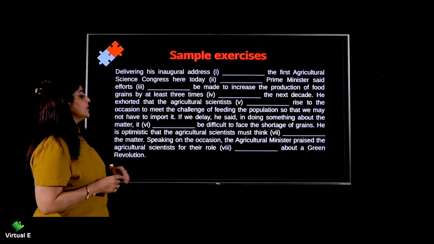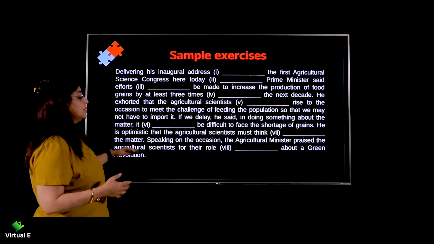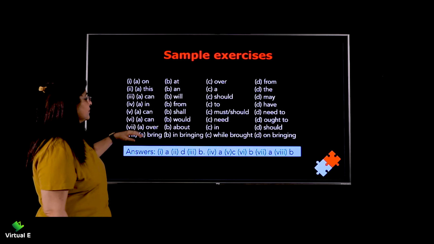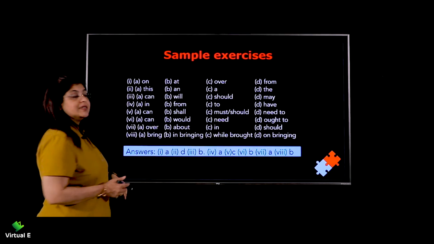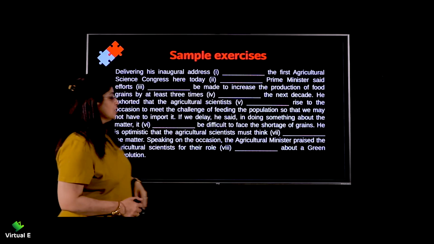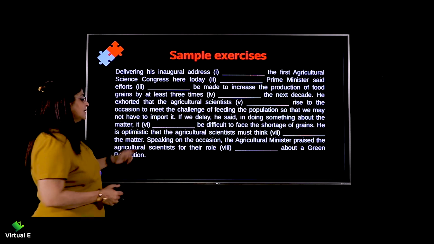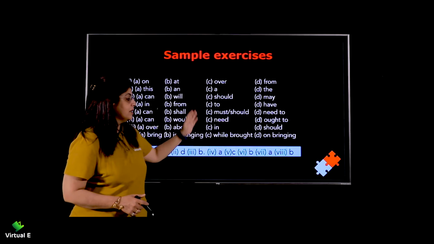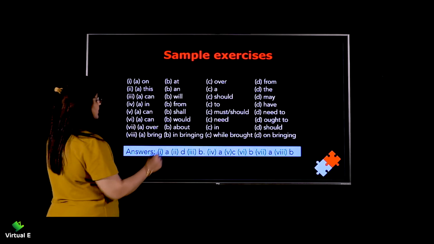He is optimistic that the agricultural scientists must think dash the matter. Must think. Now, I think it's a very obvious thing. Can, would, need, ought to. So obviously it is would. It would be difficult to face the shortage of grains. He is optimistic that the agricultural scientists must think dash the matter. Must think over the matter, about the matter, in the matter, or should the matter. Obviously it is over the matter.